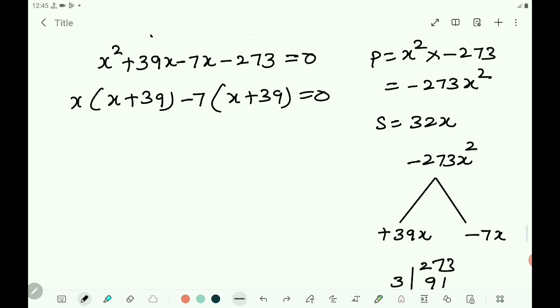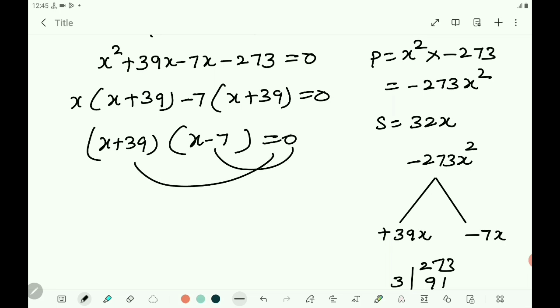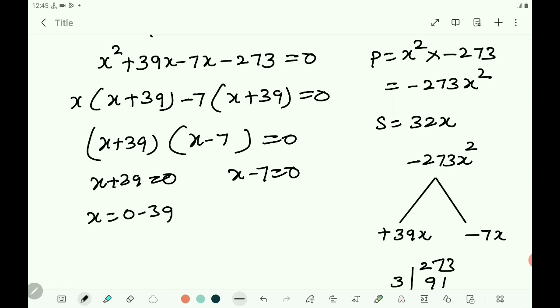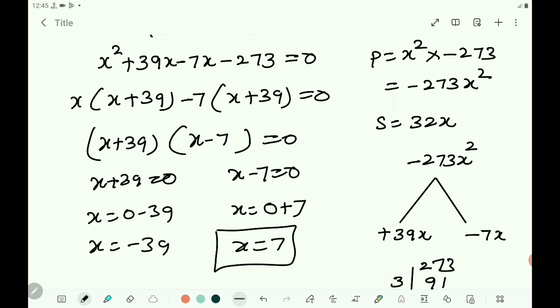Next, here you got x plus 39, x plus 39, common bracket. Write x plus 39 in one bracket, and here x minus 7 in the other bracket. x minus 7 equals 0. Equate each factor to 0. x plus 39 equals 0, x minus 7 equals 0. x equals 0 minus 39, x equals 0 plus 7. x equals minus 39, x equals 7. We have to consider this one.